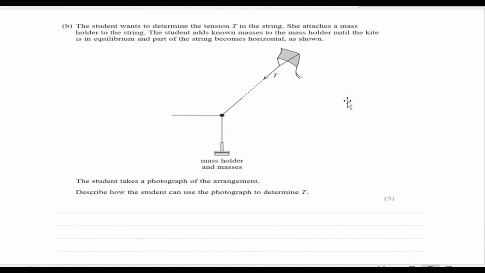Now question number B. The student wants to determine the tension T in the string. She attached a mass holder to the string. The student adds known masses to the mass holder until the kite is in equilibrium and part of the string becomes horizontal, as shown. The student takes a photograph of the arrangement. Describe how the student can use the photograph to determine T.